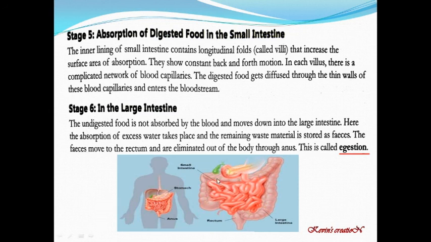Here you can see the small intestine. Once the digestion finishes in the small intestine, it goes to the large intestine and then it gets collected here in the rectum, and at regular intervals it comes out of the body through the anus.